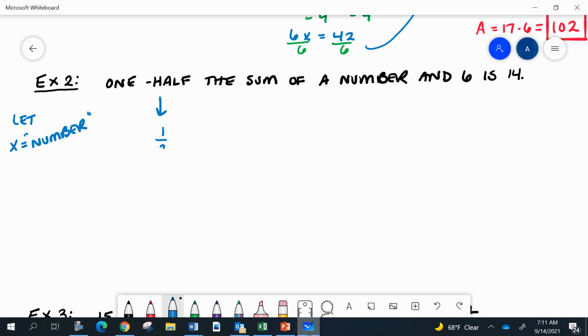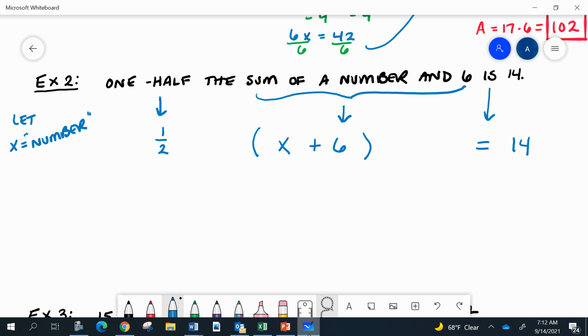One half is going to look like this, okay? When it says one half the sum of a number, what we need to do is put a parenthesis. We're going to put a parenthesis and the sum of a number and 6. All right, I'm going to go all the way to here. Okay, so we're going to translate this to be quantity, a number, and 6. The "is" part is going to be the equal sign, and they're telling us that it equals 14.